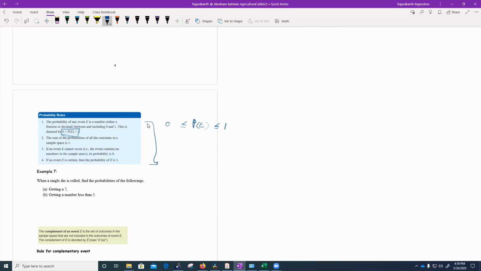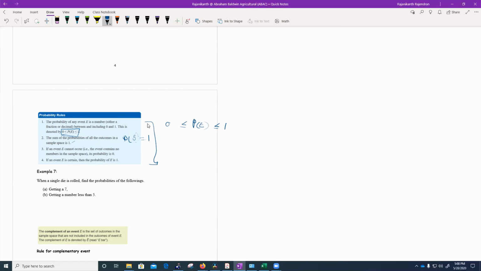The second one says the sum of the probability of all the outcomes in the sample space is 1. If you add all the possible outcomes, the probability of all the possible outcomes is always 1. In notation, all the outcomes means the sample space S, so the probability of the sample space is always going to be 1.